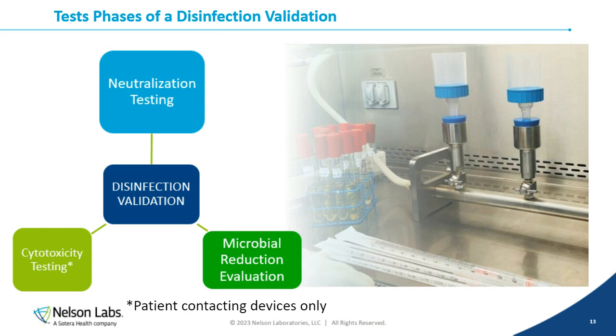So there are essentially 3 test phases for a disinfection validation. You have your neutralization testing, your microbial reduction evaluation, and then if your device is patient contacting, you're going to want to do some sort of test to evaluate for disinfectant residuals. And that's typically done through cytotoxicity testing. But again, that's only for patient contacting devices. So if your device is a non-critical, non-patient contacting device, you don't need to worry about that test phase.